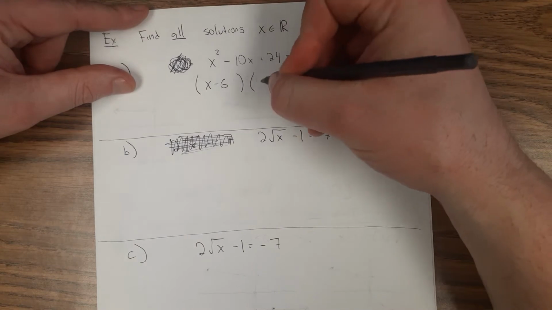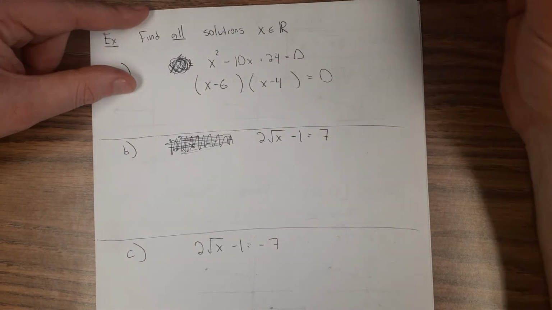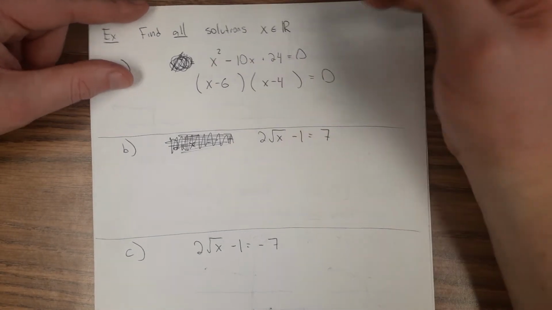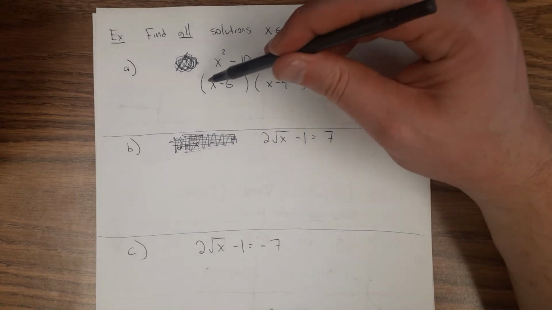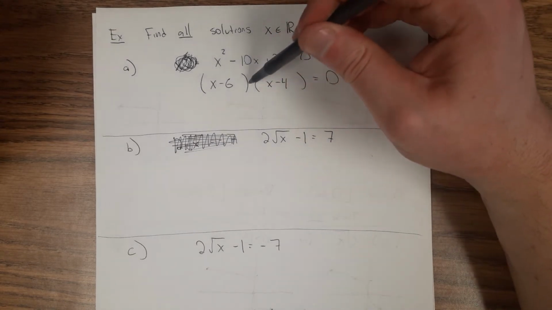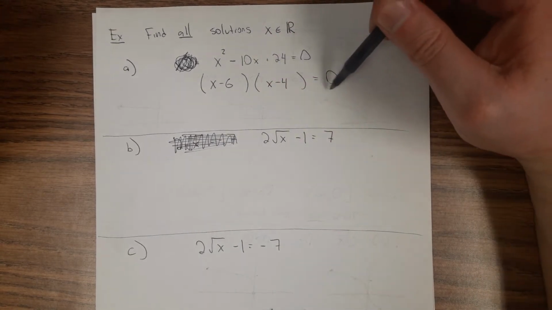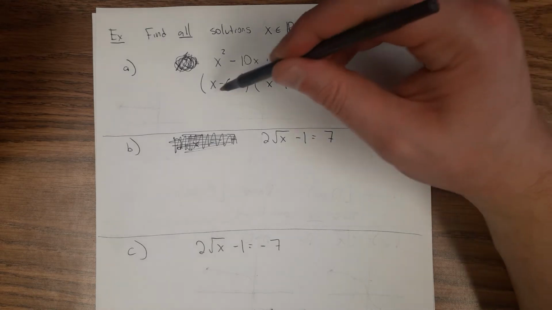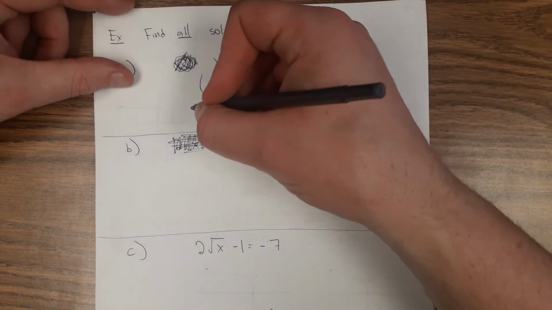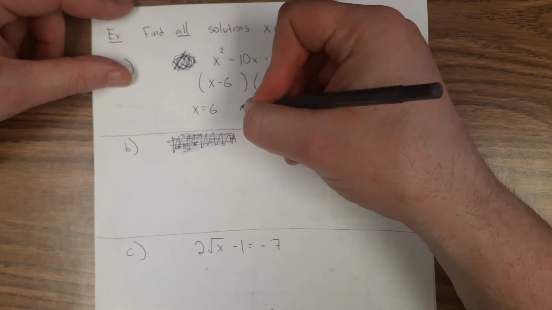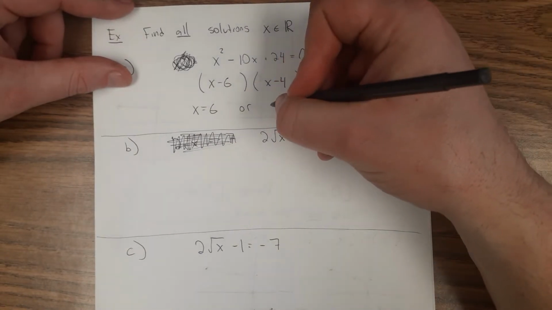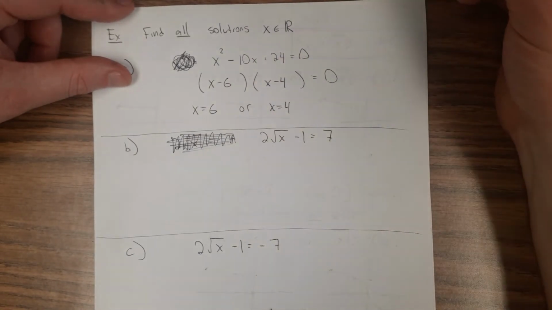So x minus 6, x minus 4, and as we know, that means, and I'm going to jump to the answer, but let me just talk this out. That means one of these factors must be 0 if it's set equal to 0. And so if this one is 0, then that's going to tell me x equals 6. If this one is 0, that's going to tell me x equals 4.